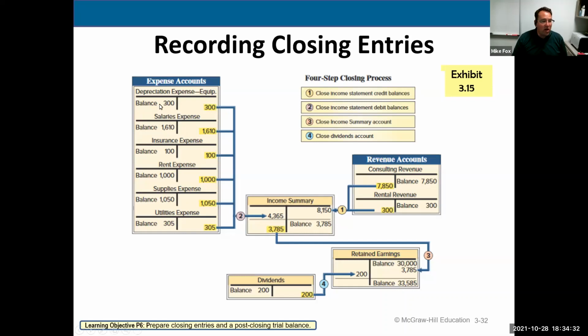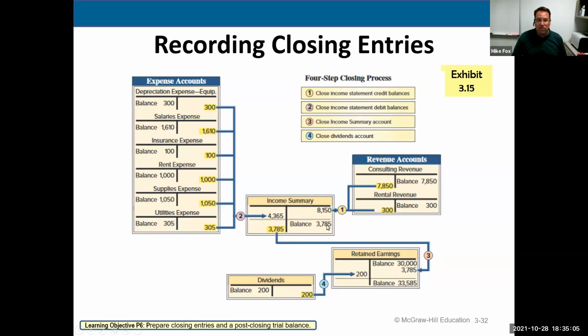My expense accounts all have debit balances. So I will credit each of those accounts an amount equal to their balance, which will bring their balance to 0. And then I will debit the income summary account. Now I've successfully closed my expense accounts, and income summary has a balance in it. If it has a credit balance, it means I had more revenue than I had expenses. If it has a debit balance, it means I had more expenses than I had revenue. So in this case, we have a credit balance.